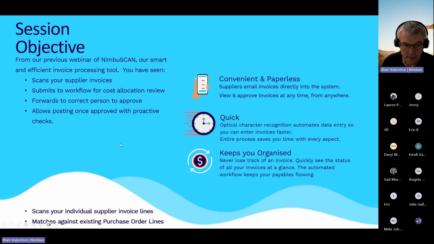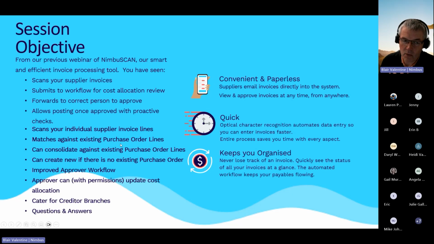Today we're adding on some more things from that previous webinar. We're going to show you how it scans your individual supplier invoice lines, how we have a process where it can match against existing purchase order lines, how we can consolidate existing purchase order lines to make that process easier, and how we can even create a new purchase order if this creditor invoice does not relate to one but is valid in your system, so we can automate and create that automatically.